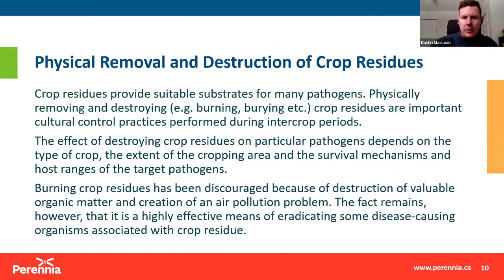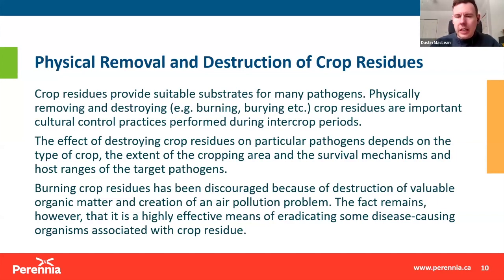The next is physical removal and destruction of crop residue. Crop residues provide suitable substrate for many pathogens. Physically removing and destroying, so burning and burying, crop residues are important cultural control practices performed during intercrop periods. The effect of destroying crop residue on particular pathogens depends on the type of crop, the extent of the cropping area, and the survival mechanism and host ranges of the target pathogen. Burning crop residue generally has been discouraged because of destruction of valuable organic matter and the creation of air pollution. However, it is a highly effective means of eradicating some disease-causing organisms associated with crop residue.